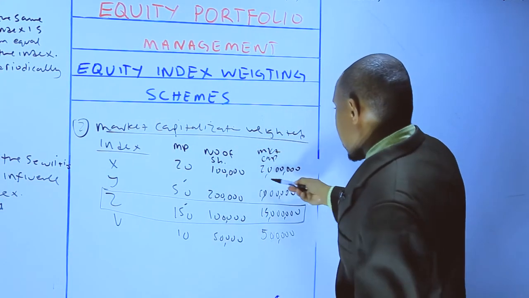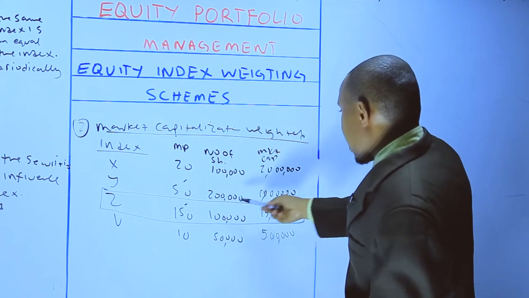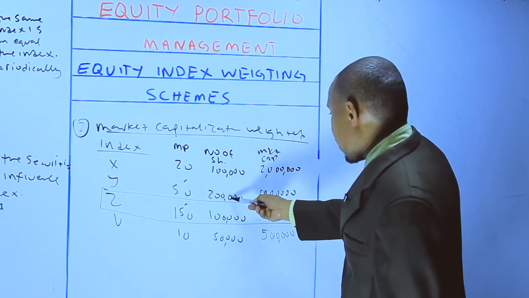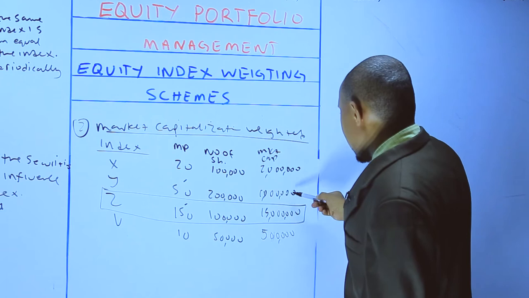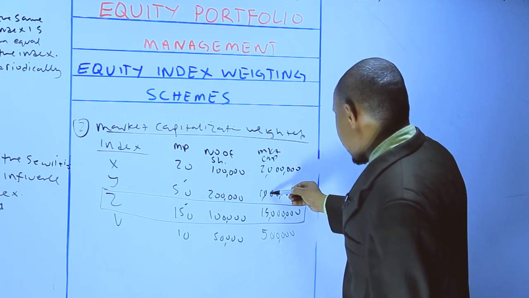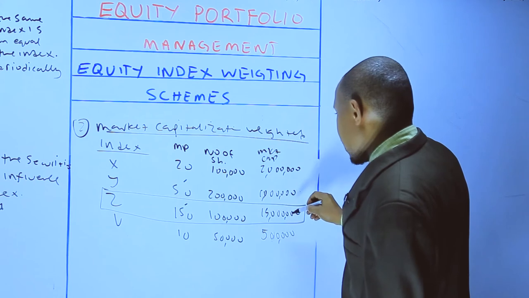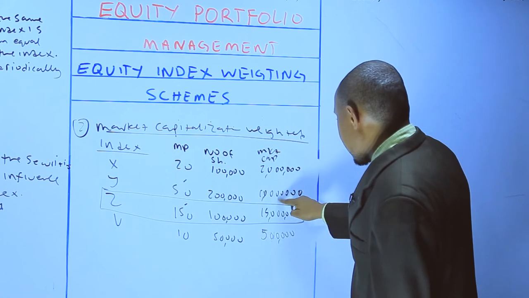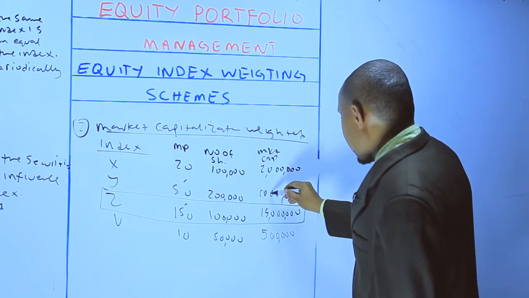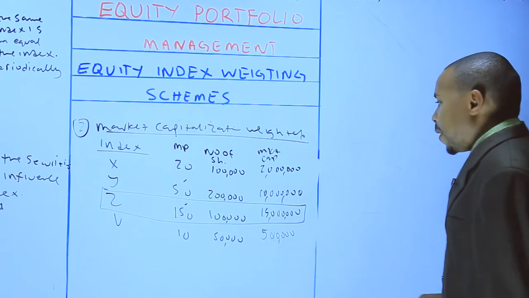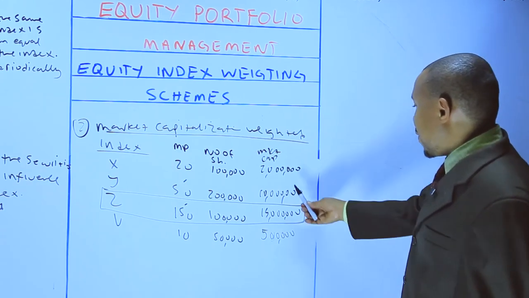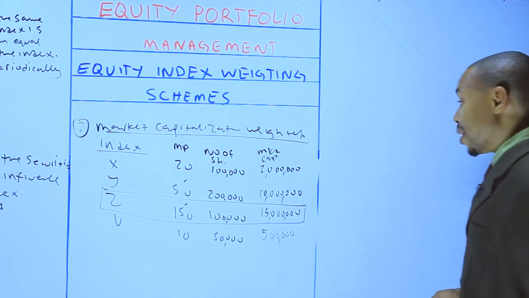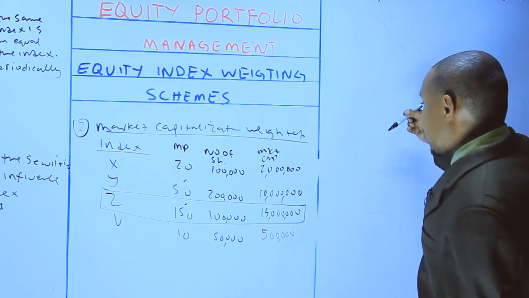So you're seeing that this is 20, and this is 5 times 2, which is 10. It should be 10 million. Pardon me for that error, it should be 10 million. So we are saying what? We are saying that the one that has got the highest value over here is the one that has the greatest impact right there.